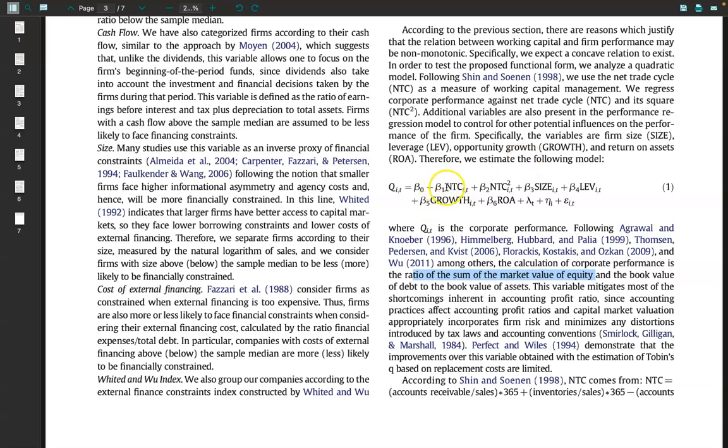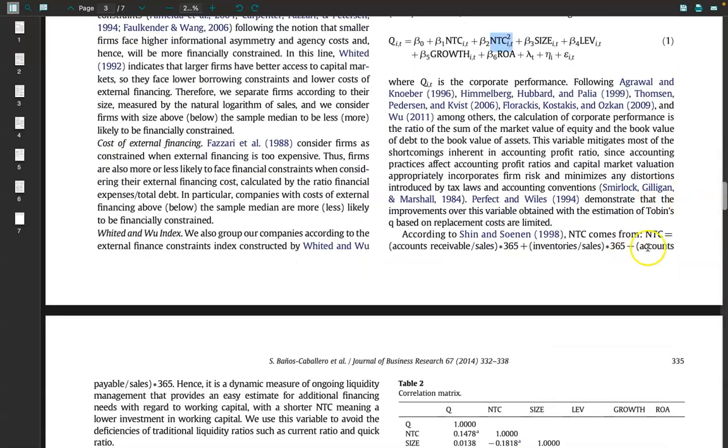Another measure which we can see over here is the NTC, net trade cycle. They're also taking NTC squared. The net trade cycle was proposed by Shin and others in 1998, and it is accounts receivable divided by sales multiplied by 365, plus inventories divided by sales multiplied by 365. Then they deduct accounts payable divided by sales multiplied by 365.